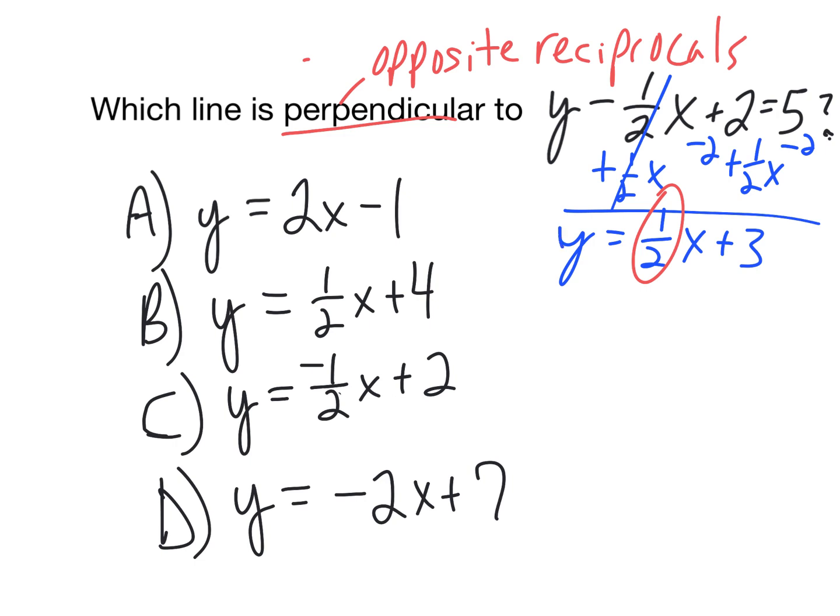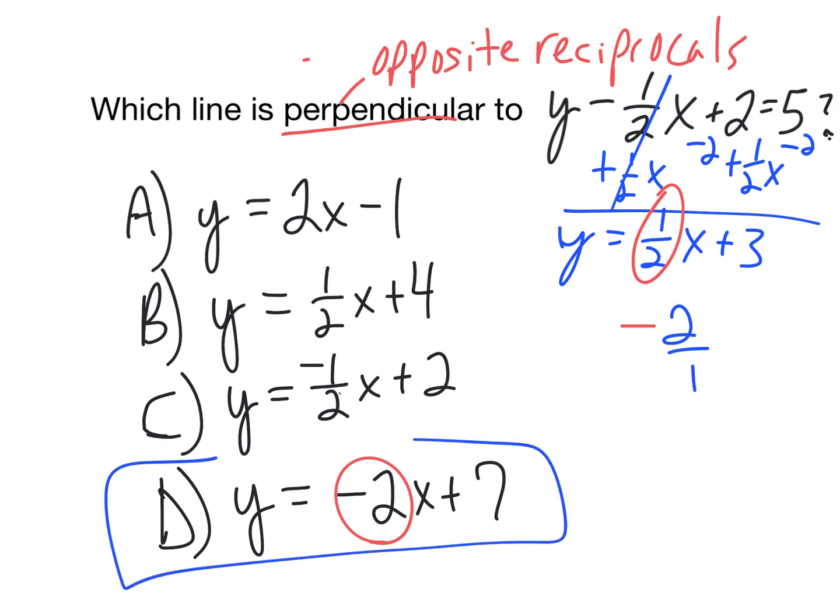So we want our other slope to be the opposite reciprocal of that. The reciprocal of that would be 2/1. The opposite of that would be -2. We want the slope to be -2. And if you look at these answer choices, they are all already solved for y. So we're just looking for which one has a slope of -2. Since it's already solved for y, I can easily see that would be choice D.